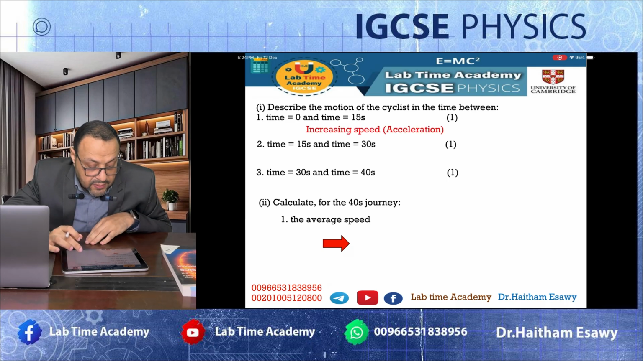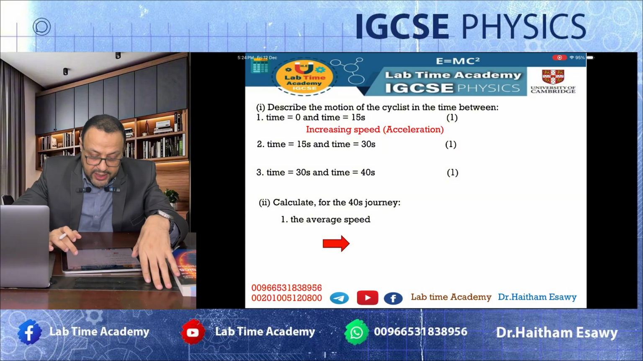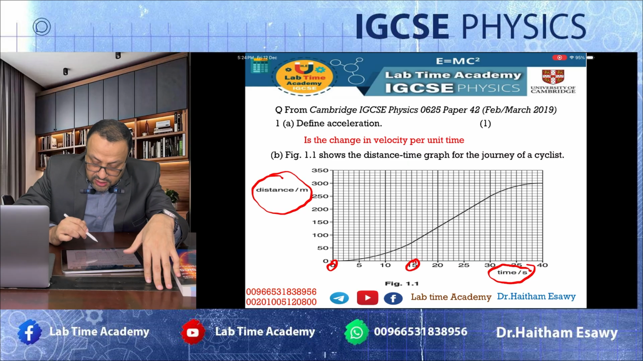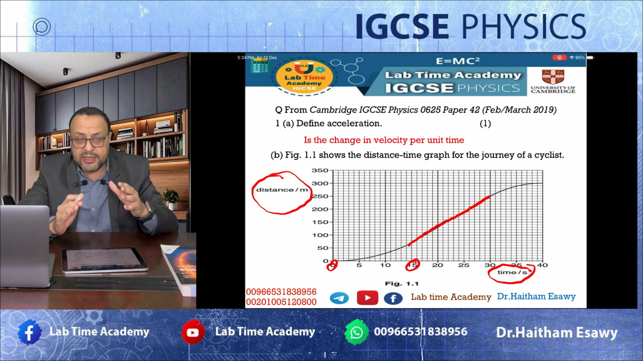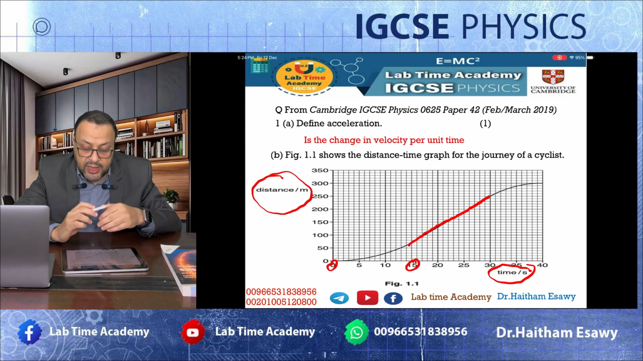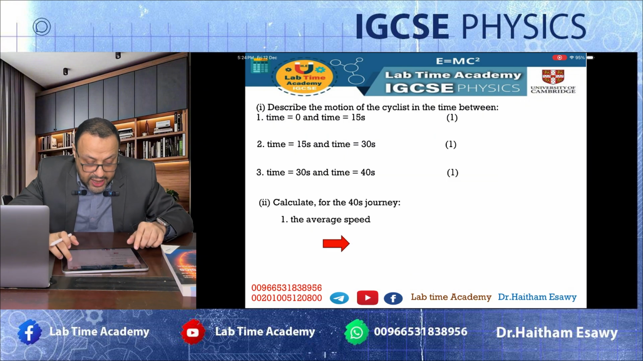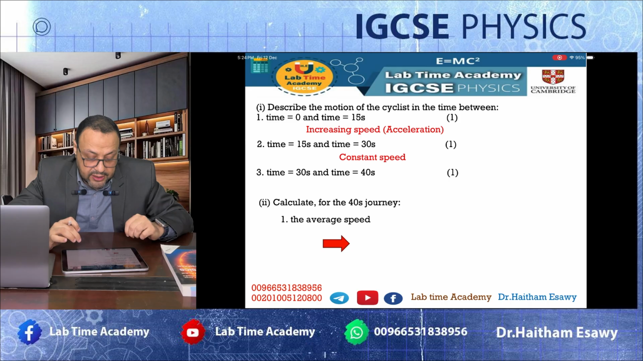2. Time equals 15 seconds and time equals 30 seconds. Let's return back here, from 15 to 30. So here we have just a straight line. So we have constant velocity or constant speed because we have distance and time. So we have constant speed, as we said.